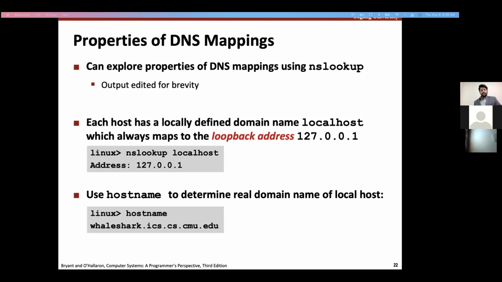It's 127.0.0.1. If you do this nslookup on your terminal, you will see this IP coming back on your console. The first one is looking up a domain name, and you are checking the IP of that domain. The second one is looking for the host name: what is the host name of this terminal? If you use hostname to determine the real domain name of the local host, then if you write hostname, that will print the host name of that machine.